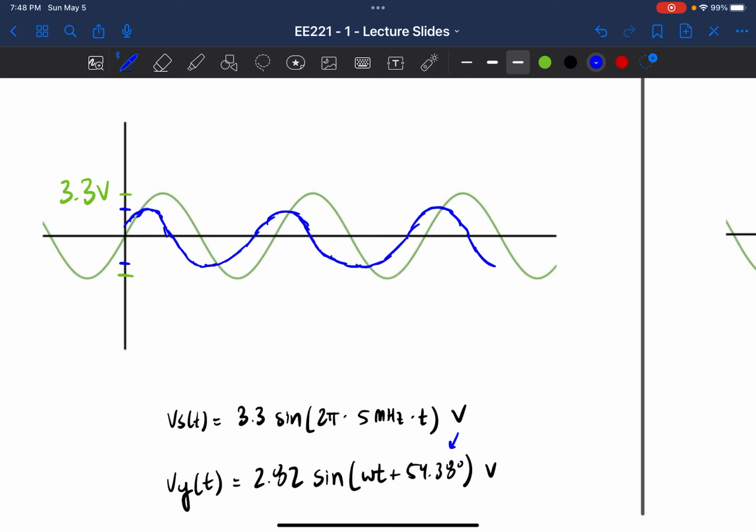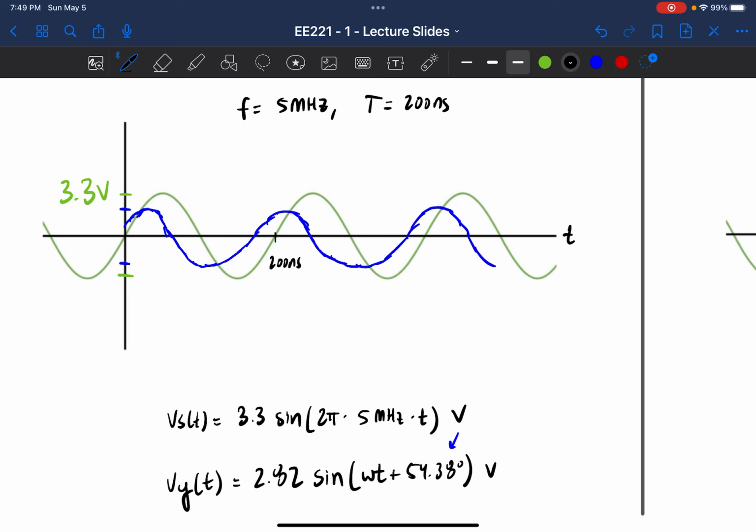So you can see that the peaks are shifted over to the left. The peak of my blue signal occurs to the left of the peak of my green signal. And this axis is almost always going to be in terms of time. If my frequency here was 5 megahertz, that means that my period is 1 over 5 megahertz, which is 200 nanoseconds. So each one of these cycles is 200 nanoseconds.